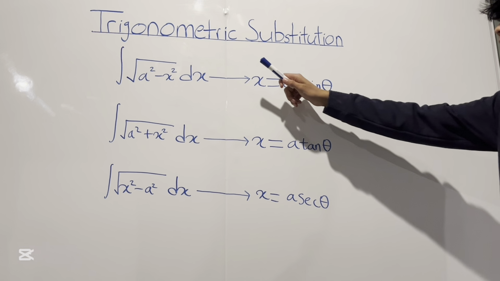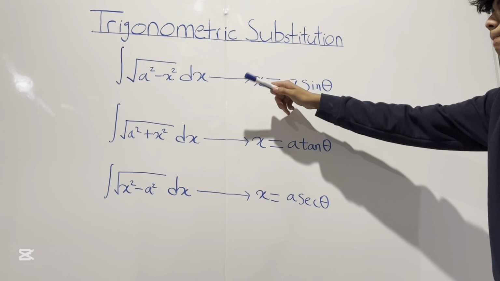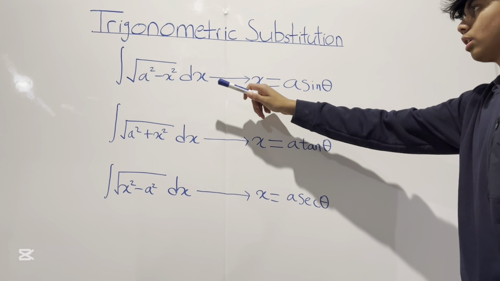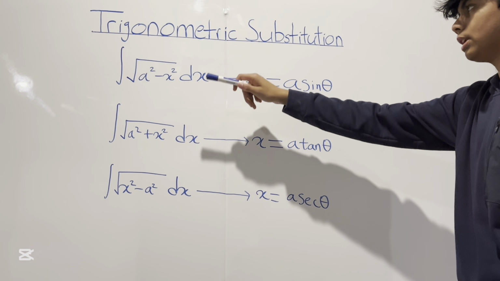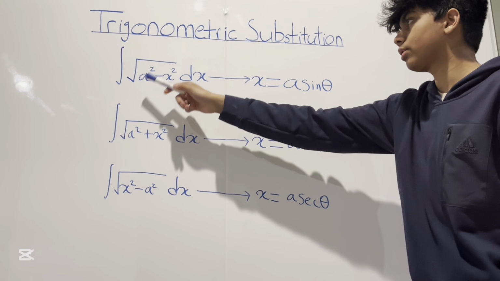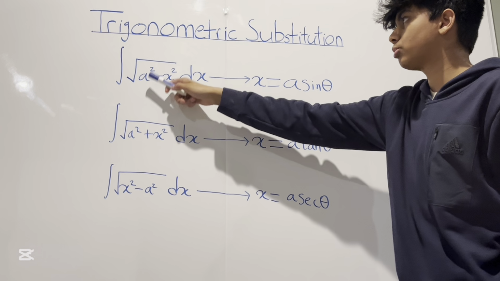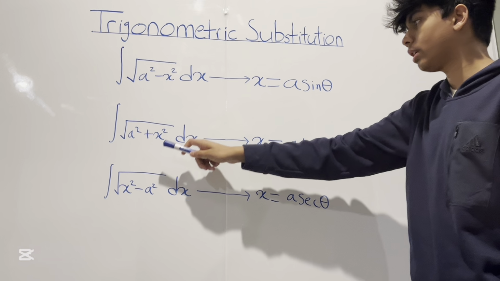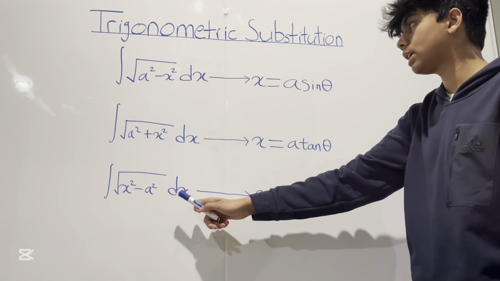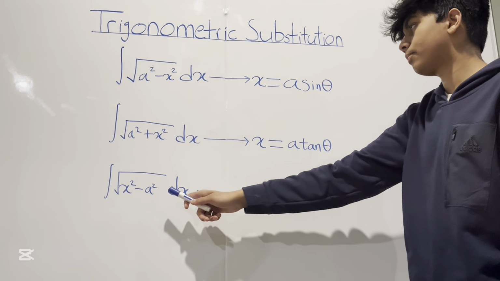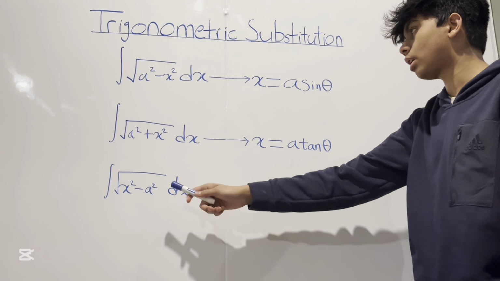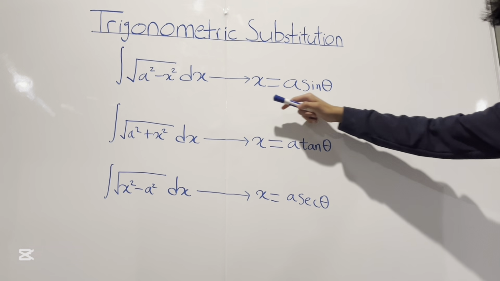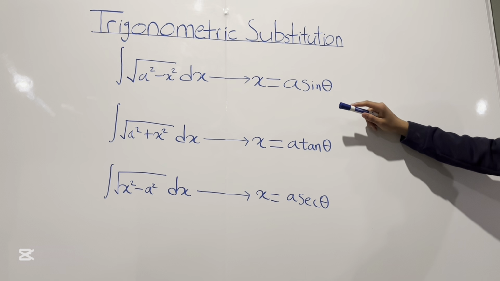So let's look at the integration method trig sub. If you have any of these three integrals, or if you have something in your integral where a part of it looks like this, if it looks either like square root a squared minus x squared, square root a squared plus x squared, or square root x squared minus a squared, where a is just a number, just a constant, not a variable, then you can use one of these three trig subs.